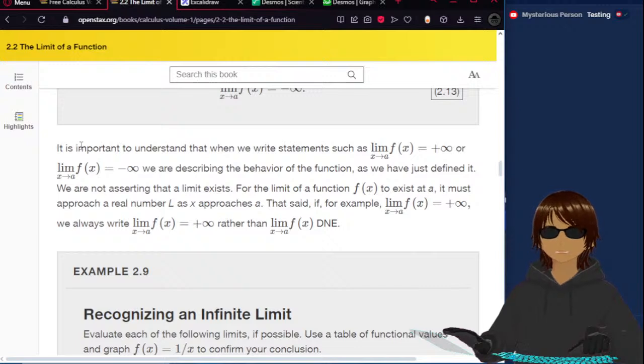It is important to understand that when we write statements such as limit of f of x is positive infinity or negative infinity, we are describing the behavior of a function as we have just defined it. We are not asserting that a limit exists. For a limit of a function f of x to exist at a, it must approach a real number L.